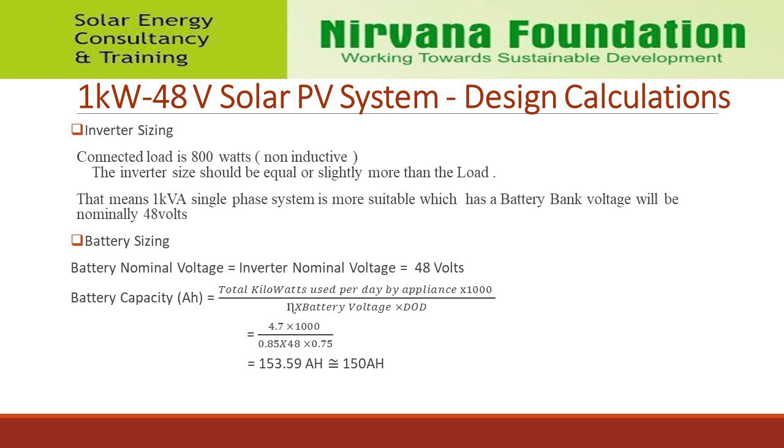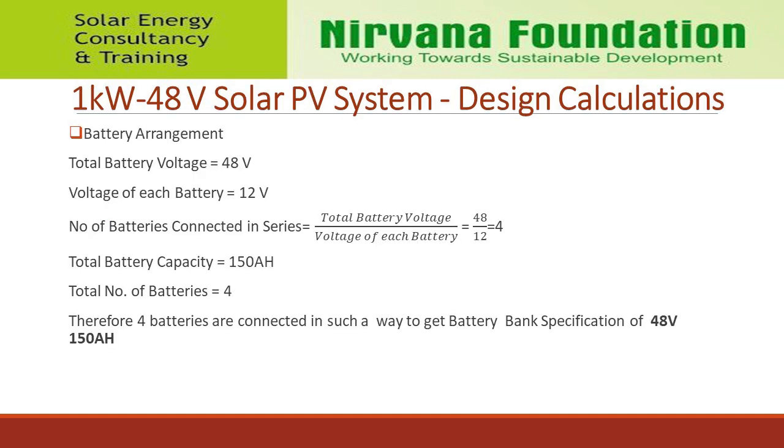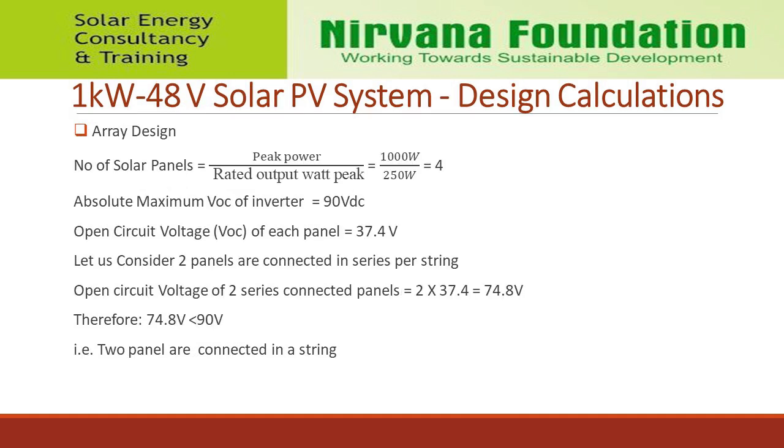So choose 150 Ah battery. Always choose battery of exact size or nearby value available in the market. Calculate number of batteries to be connected in series. We get 4. Therefore 4 batteries are connected in such a way to get battery bank specification of 48 volts, 150 Ah. Array designing. Number of panels required remains same for 24 volts and 48 volts system.